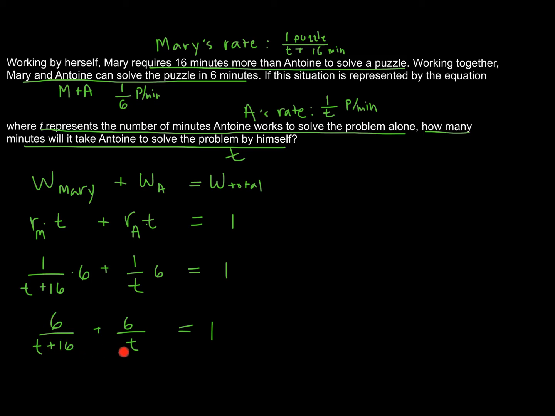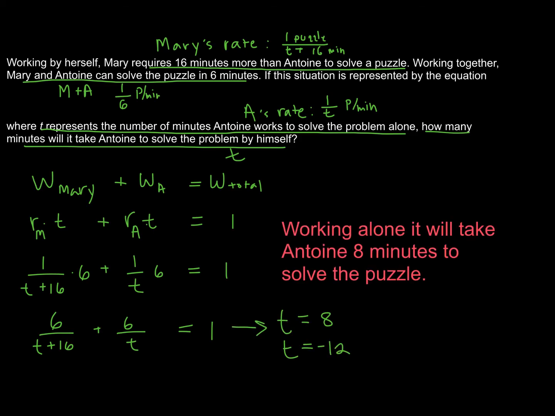Solving this for t will allow me to answer my question in terms of the number of minutes that it will take Antoine to solve the problem himself. So go ahead and solve this either by hand or graphically and write out your answer, and then press play and check that your answer is not only the same numerical value but also is worded similarly, because that is equally as important. Solving this equation, I get two solutions.